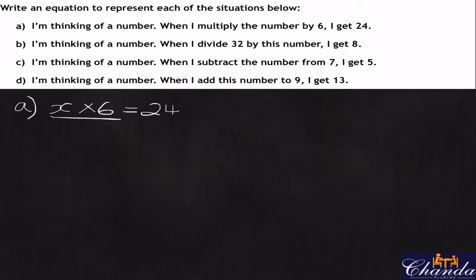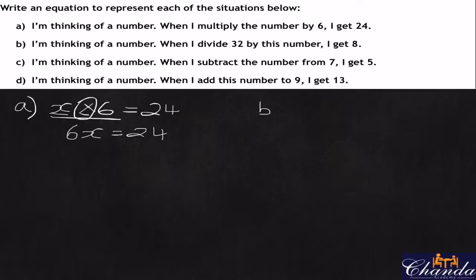When it comes to algebra, we do not use the multiplication sign because the letter x is used so commonly in algebra, and it tends to get confusing between the x and the multiplication sign. So if we wanted to represent x times 6, the way we would write it is 6x, which is equal to 24. So 6x equals 24.